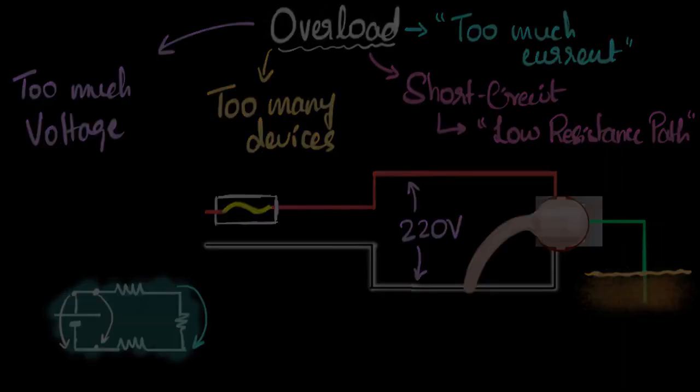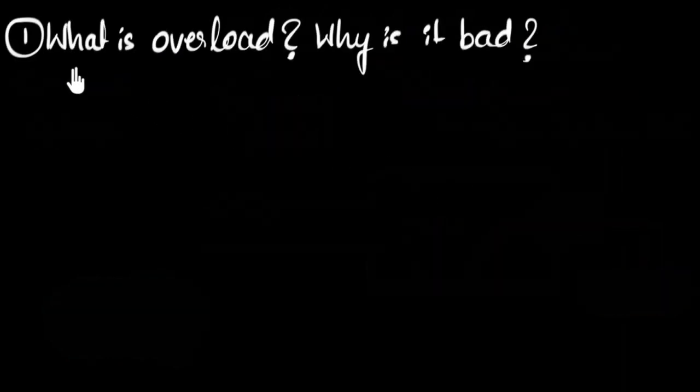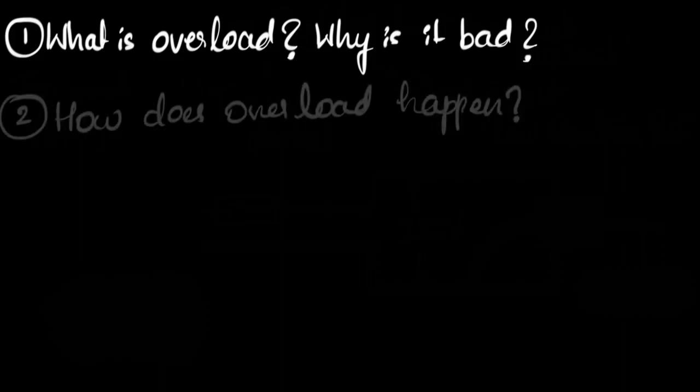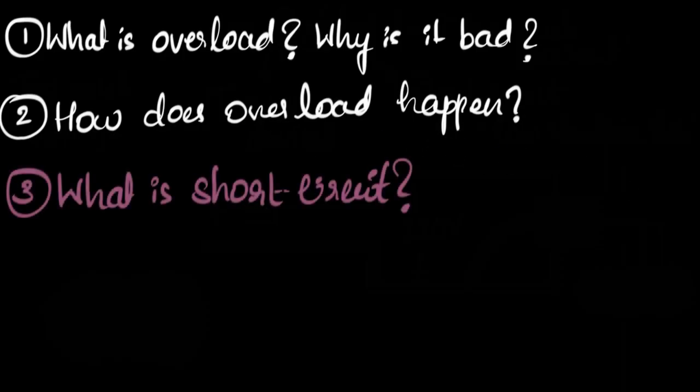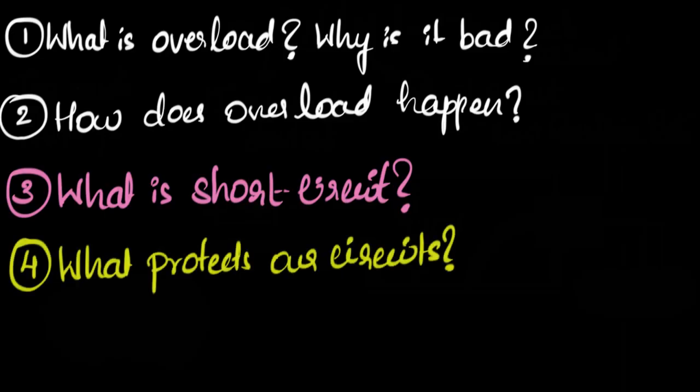Let's quickly recall what we just learned. So can you recall what is the meaning of overload in electrical circuits and why is it bad? Then how does overload happen? What are the different ways in which overloading can happen? Can you explain what a short circuit is now? What is the meaning of the word short circuit? Can you explain that to, say, a friend? And finally, can you explain what protects our circuits from these faults of overloads and short circuits?